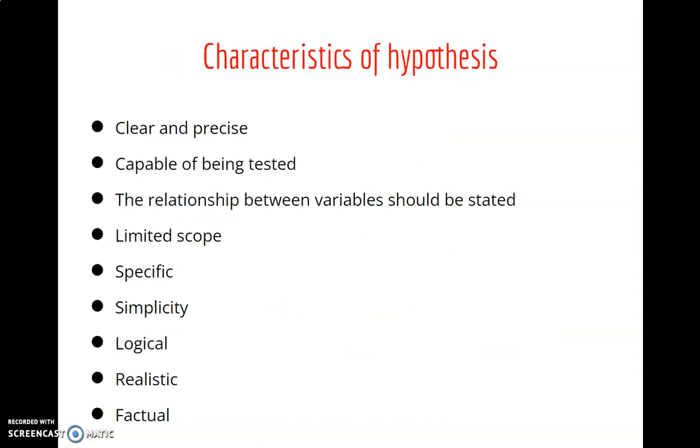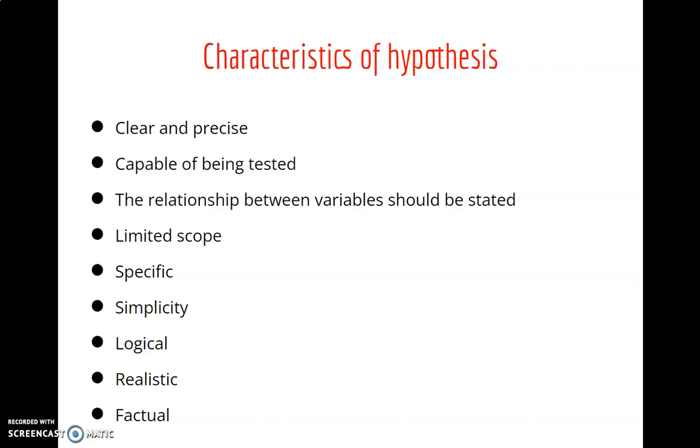So what are the characteristics? When we talk about hypothesis characteristics, most of the characteristics match the characteristics of objectives. Okay, so the characteristics of objectives are SMART. You remember that, I think. So what is SMART? It is simple, measurable, attainable, realistic, and time bound. So almost the same as this.